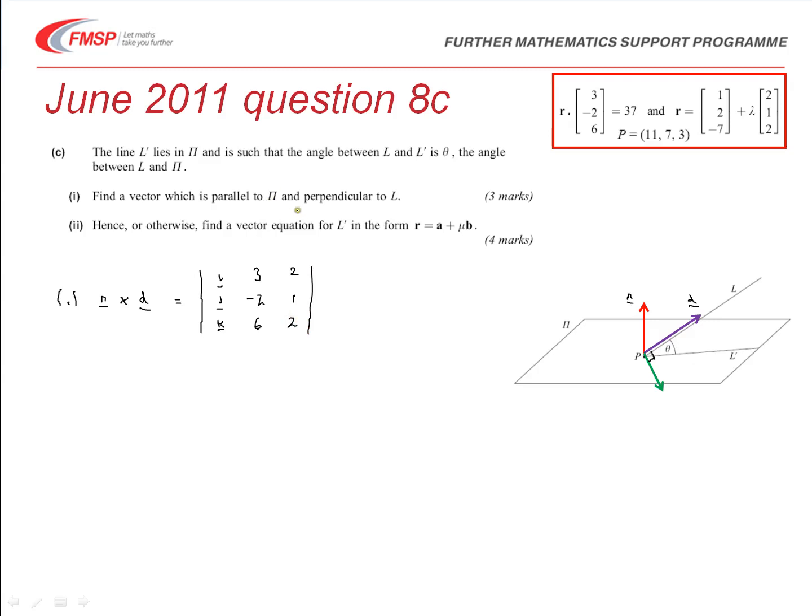Okay, so we now work that out. Firstly, to get the i's, it's the determinant of negative 2, 1, 6 and 2. So that's negative 4 minus another 6, so that's negative 10.